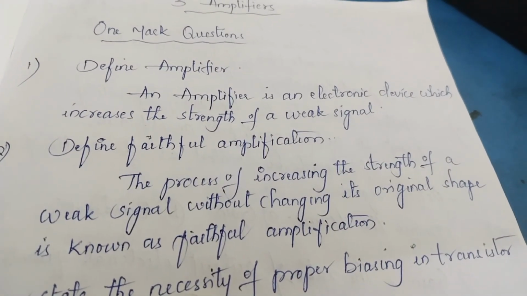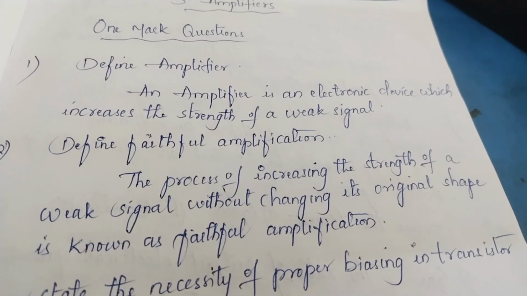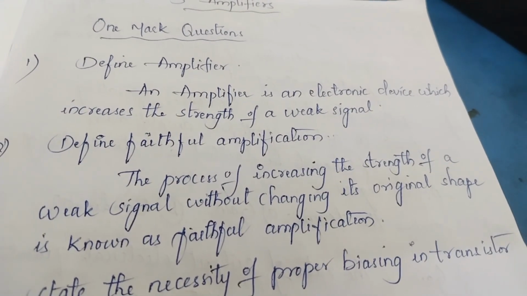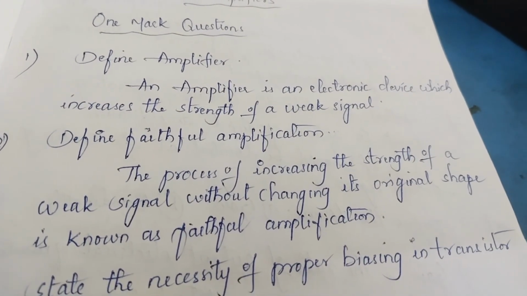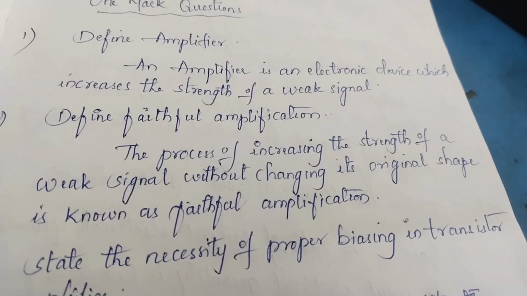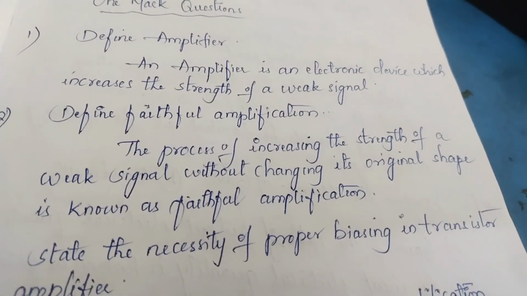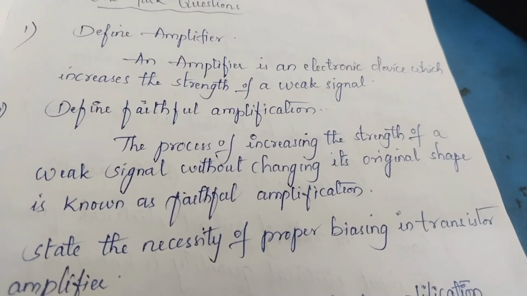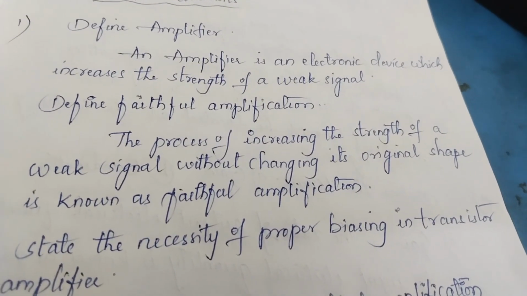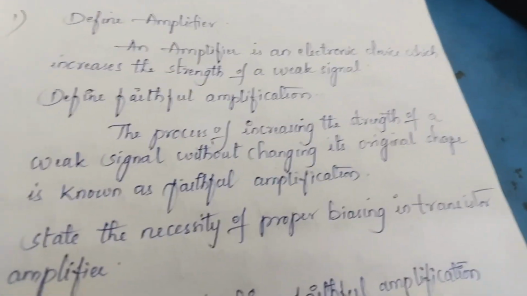An amplifier is an electronic device which increases the strength of a weak signal. Here strength refers to either voltage or current. So it's an electronic device which increases the strength of a weak signal. Next question is define faithful amplification. The process of increasing the strength of a weak signal without changing its original shape is known as faithful amplification.